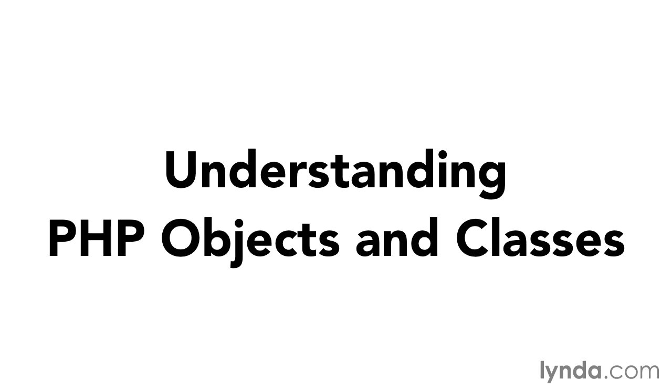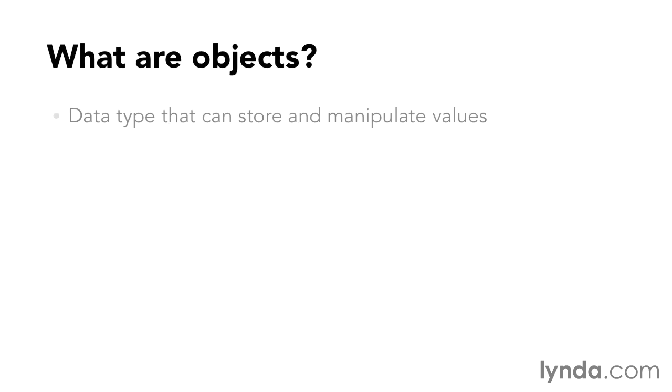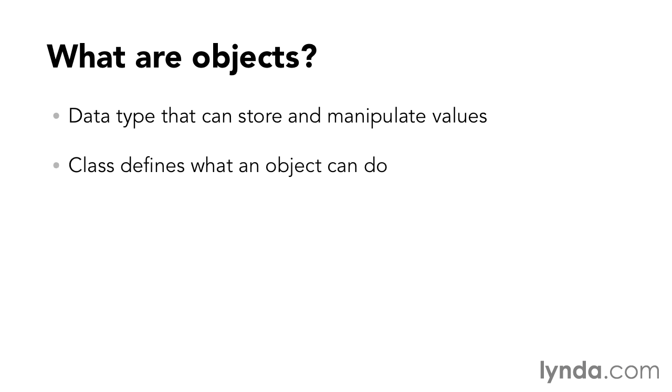Modern PHP makes extensive use of objects and classes, so your knowledge of the language is incomplete without understanding the basics of what they are and what they do. So what are objects? An object is a data type that can store and manipulate values. You create an object from a class which defines what an object can do.